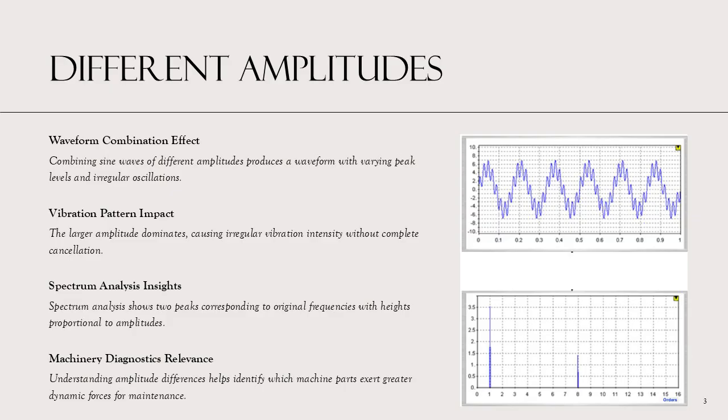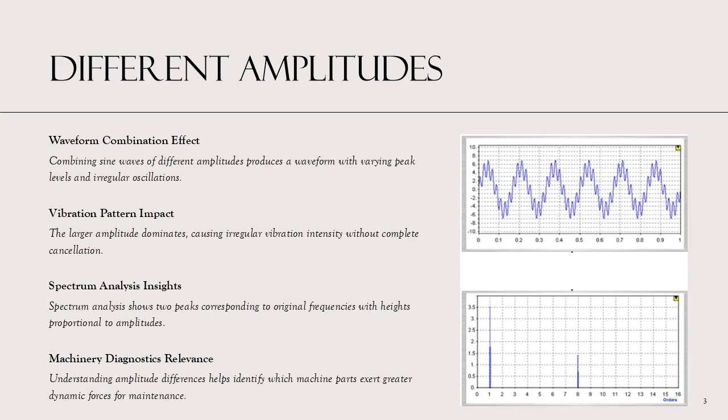When two sine waves of the same frequency but different amplitudes combine, the resulting waveform exhibits varying peak levels rather than uniform oscillations. This occurs because the larger amplitude dominates, creating a composite signal that fluctuates between the sum and difference of the two amplitudes.